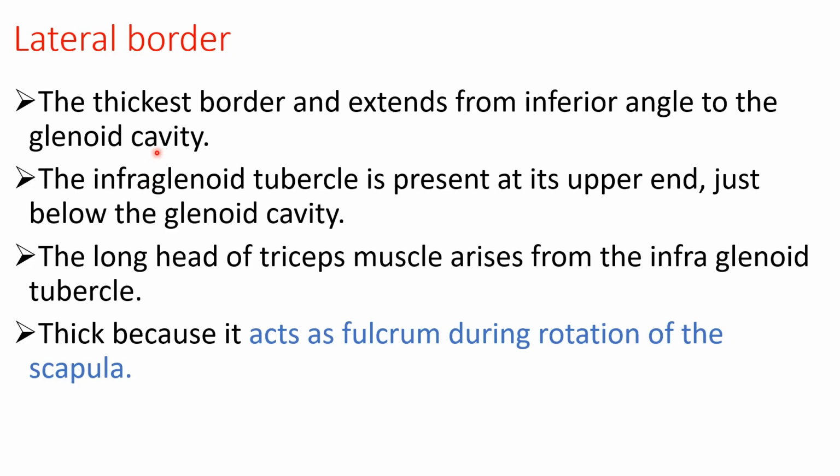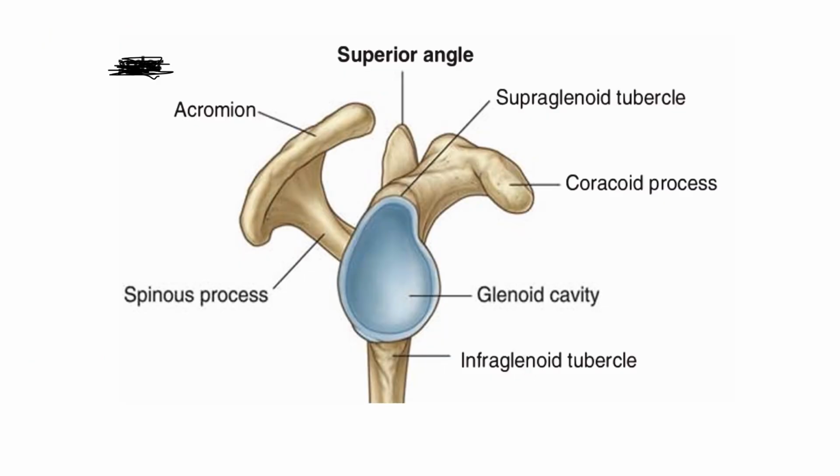Now, I've said that the lateral border is the thickest border. The reason why it is thick is because it acts as a fulcrum during rotation of the scapula.